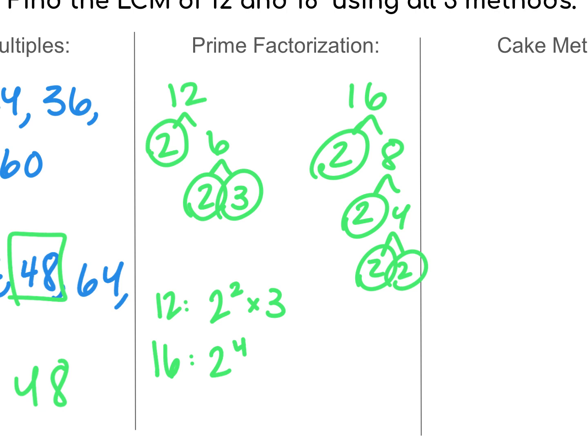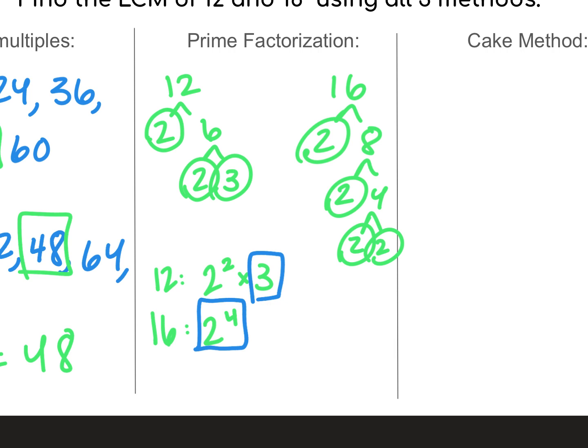Now again, we're going to pick every prime number that shows up, and for duplicates, like 2, we pick the one with the highest exponent. So between those, we're going to pick 2 to the power of 4, and then we also need to include this 3. We multiply all that together, so 2 to the power of 4, which means 2 times 2 times 2 times 2, and then we multiply that by 3. Well, I know 2 to the power of 4 is 16, and 16 times 3 is 48. And that's what we got on the first method.